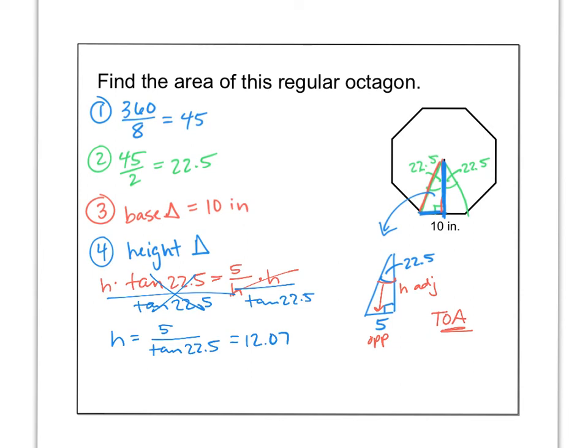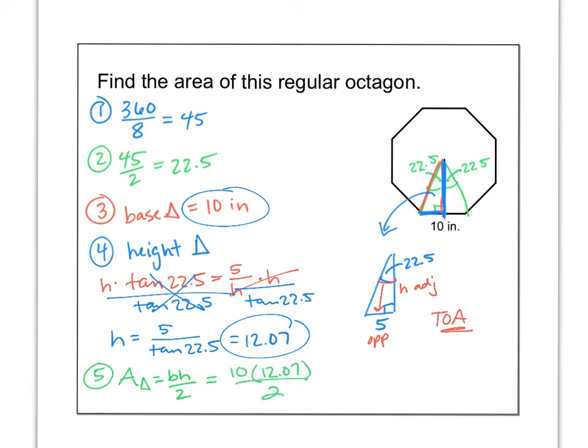Once you have the height of your triangle, you now have the base and the height of your triangle. So step number 5 is you're going to find the area of your triangle, which is base times height divided by 2. So base was 10, height is 12.07, divide by 2. 60.36. Now 60.36 is the area of this green triangle.